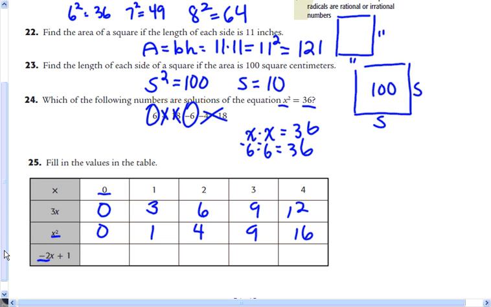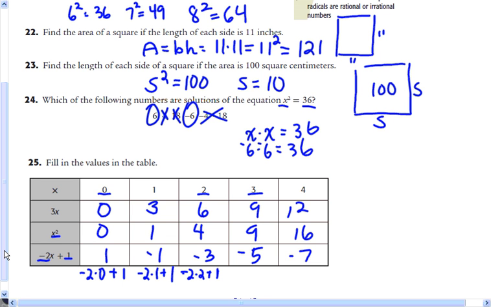The last one, we're going to multiply negative 2 by our input and then add 1. So negative 2 times 0 plus 1, that's 0 plus 1 is 1. Negative 2 times 1 plus 1, that's negative 2 plus 1 is negative 1. Negative 2 times 2 plus 1, that's negative 4 plus 1 is negative 3. And you can see that we are dropping 2 every time x goes up by 1, so we probably could continue this pattern.